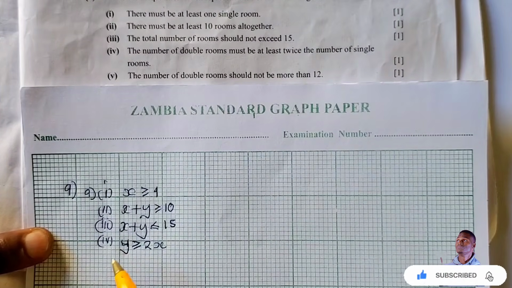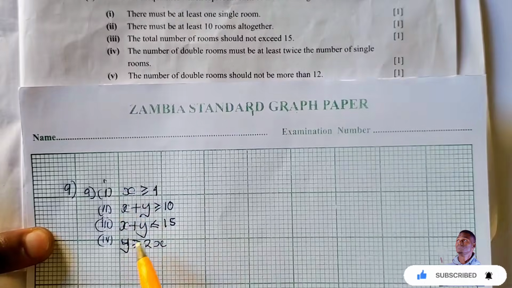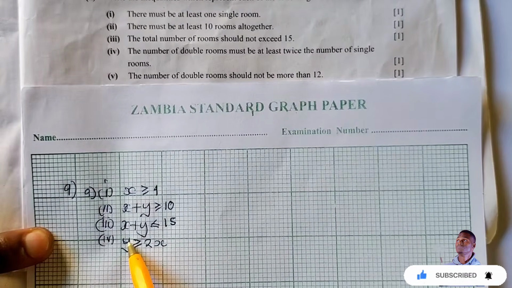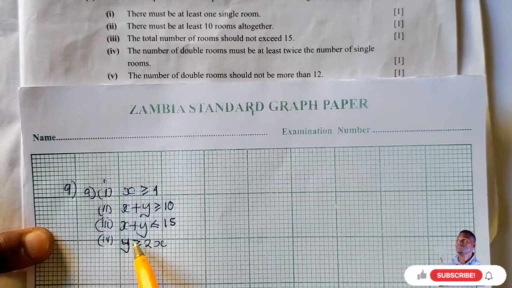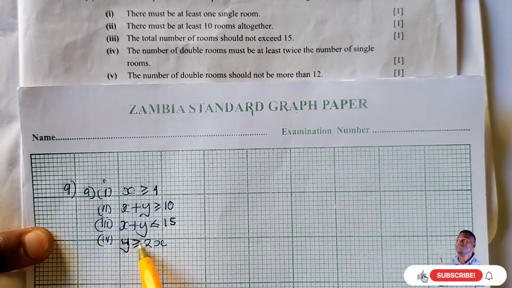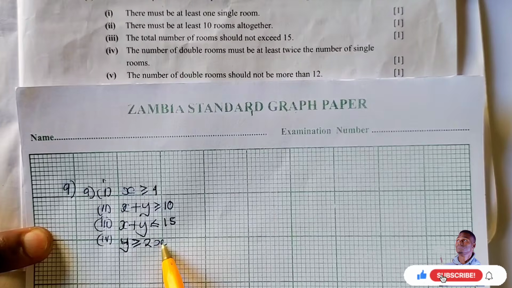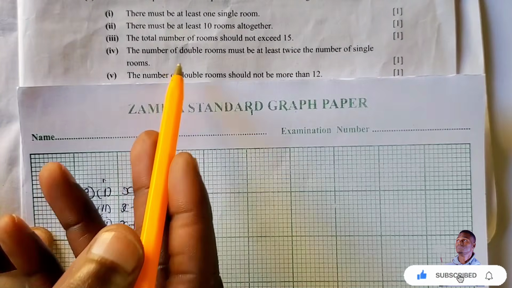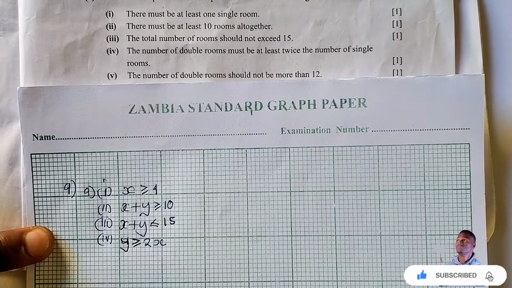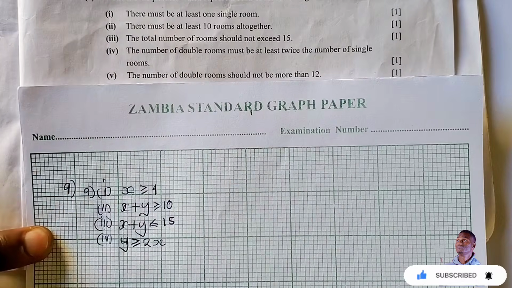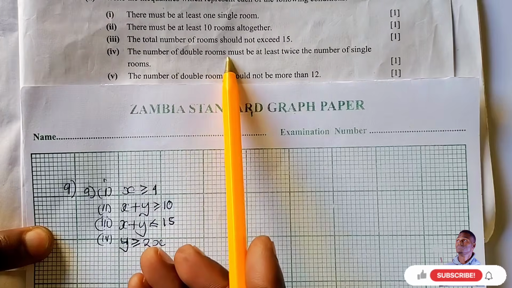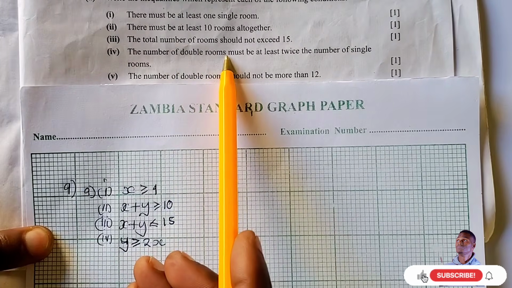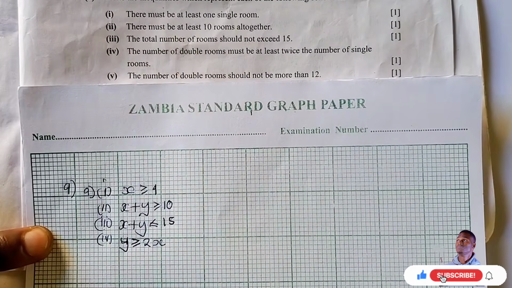Simple. So without this condition, you can read this one as Y should be greater than or equal to 2 times X. This is what it means here. So just do direct translation from this. Start with what they're starting with here, the symbol for double rooms.